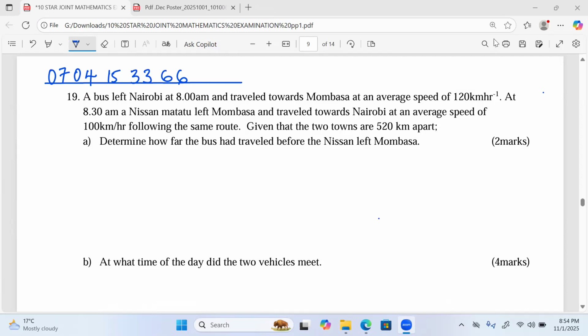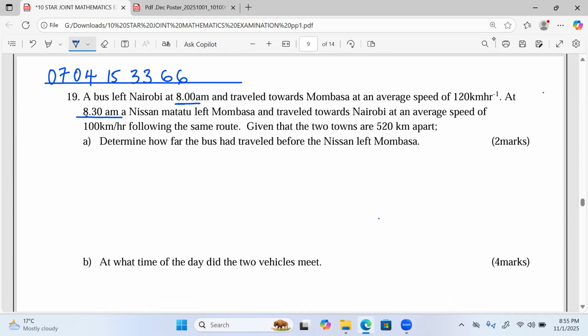Nissan left Mombasa. So when you look at the instructions carefully, you discover that at 8 a.m. on the dot, a bus left Nairobi. Then later, 8:30 a.m. the same day, we have a Nissan leaving Mombasa, meaning that by the time the Nissan is about to leave Mombasa, the bus has already traveled for 30 minutes. That's half an hour. So there's something that we call distance.